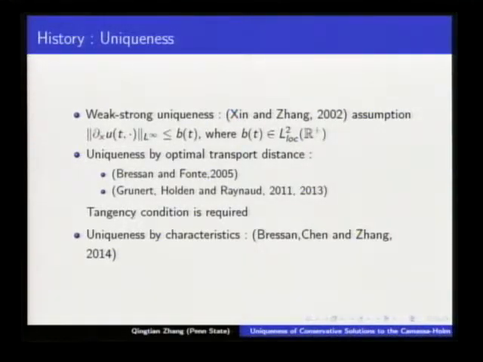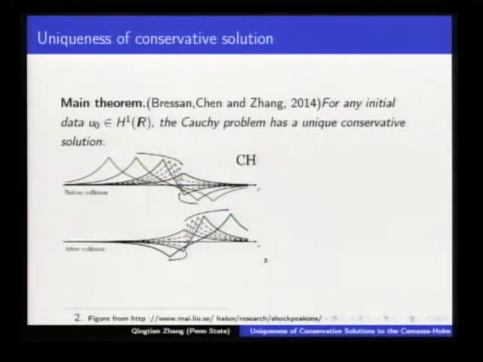Now, our result is the uniqueness by characteristics. In our result, we do not need any further assumptions on the initial data or other conditions. This is our main theorem: for any initial data in H1, we can prove that the Cauchy problem of the Camassa-Holm equation has a unique conservative solution. Here, I will introduce a little bit about what the conservative solution and the dissipative solution are.